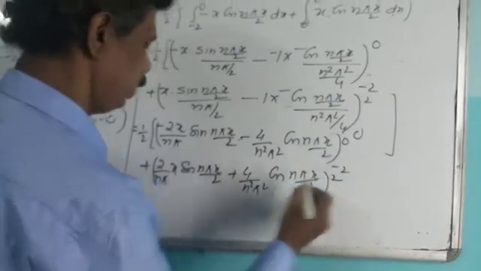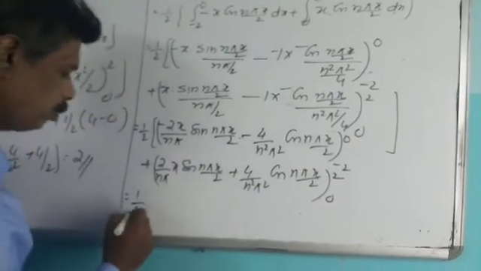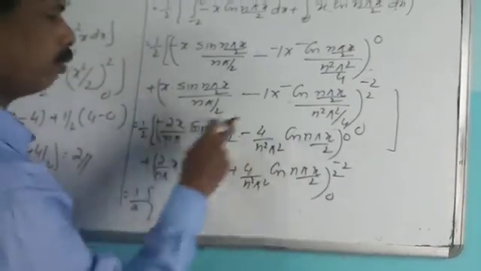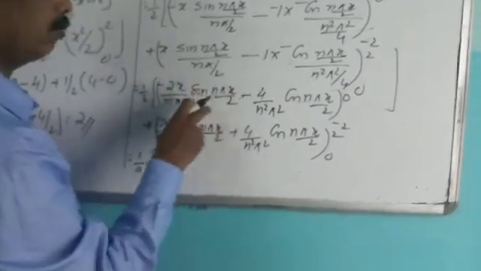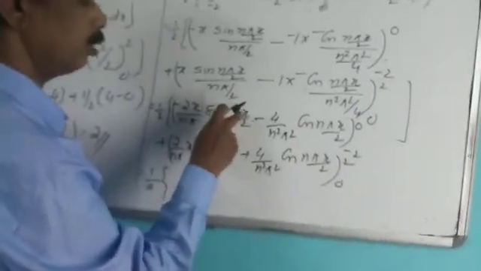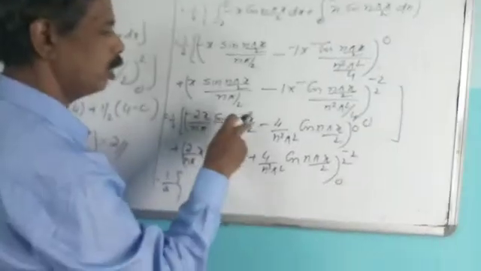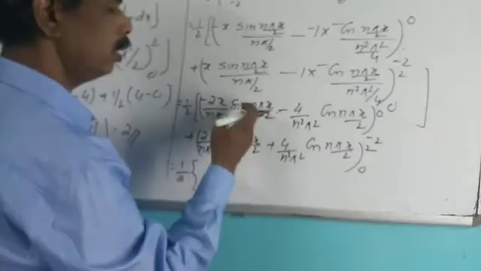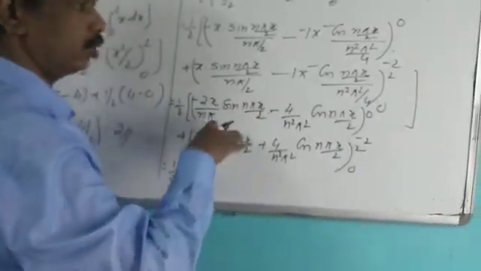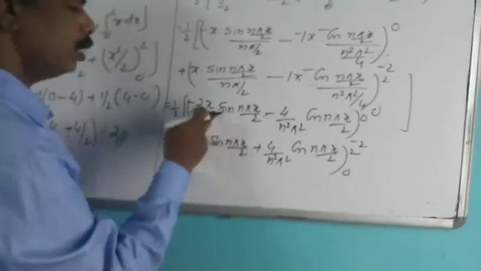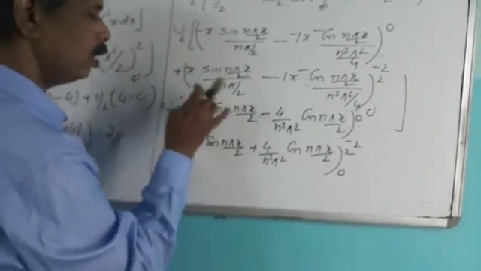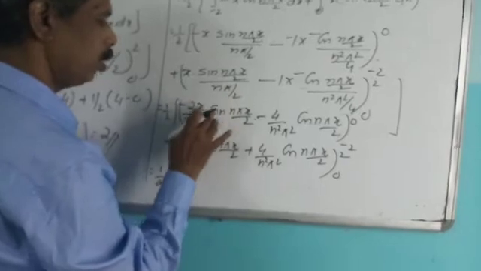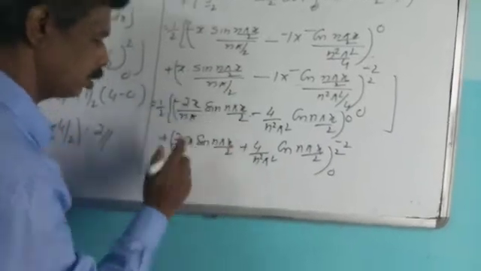Apply the upper limit and the lower limit. Then 1 by 2 into, when we apply the upper limit 0, this term becomes 0. Put x equal to minus 2: minus sign and 2 cancel, giving minus sin n pi. Sin n pi equal to 0, since the value of sin n pi is 0. So if we apply the upper and lower limits, this part becomes 0.